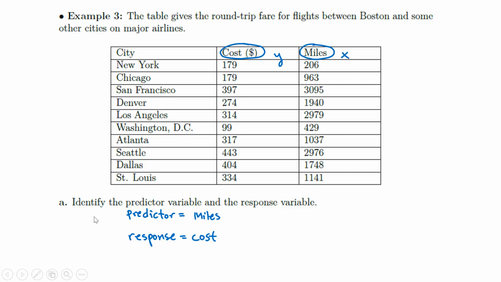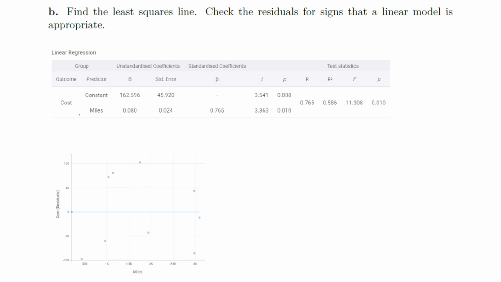So on the next page here, we see what we've seen in the previous example. We have an output from StatsCloud that gives us the important information about the least squares line that we can fit to this data. And then we'll also check the residuals, which you can see in the chart down here, for signs that a linear model is appropriate. But first, I do want to go back through the process of actually producing this output here and this residual plot here just to remind you of how that works.